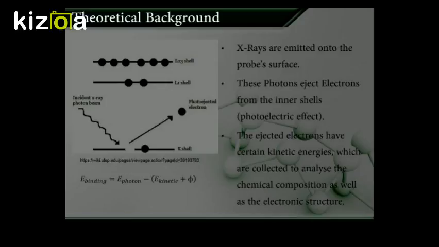Now, by detecting and measuring the energy of this electron, which is, of course, unique for each element, one is able to determine the composition of the sample.